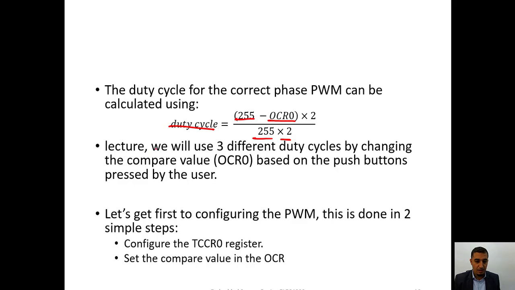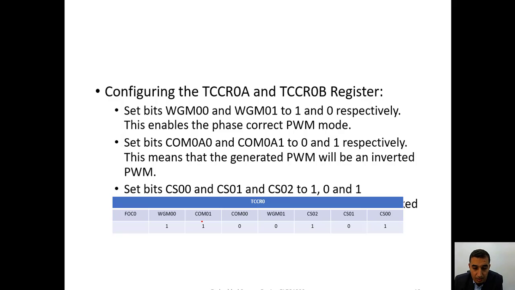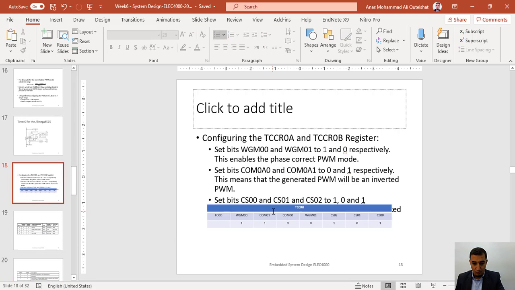Now, in this lecture we will use 3 different duty cycles to change the compare output register based on the push buttons, which we did in the lab, so I removed it from here. So let's get configuring the pulse width modulation signal in 2 steps: the timer counter control register, and the OCR register. Now for timer 0 in the ATmega8515, this is the timing signal, this is our output counter, this is the clock, and this is the output compare register we are talking about. The configuration is similar to the one used in the lab.